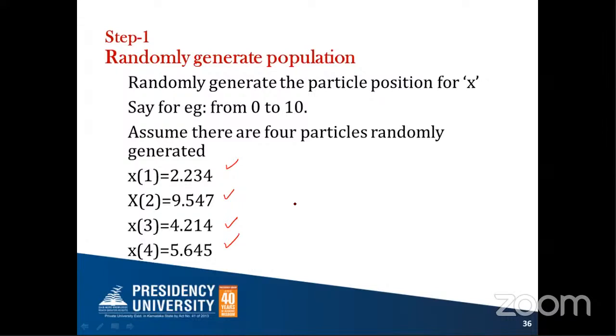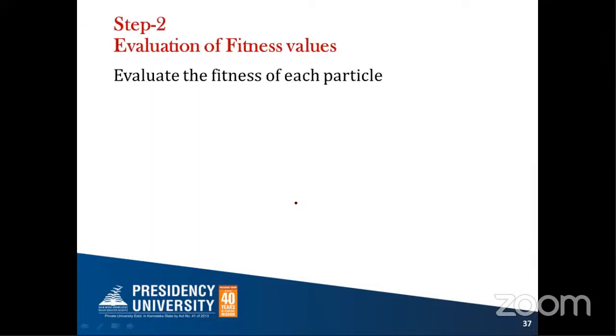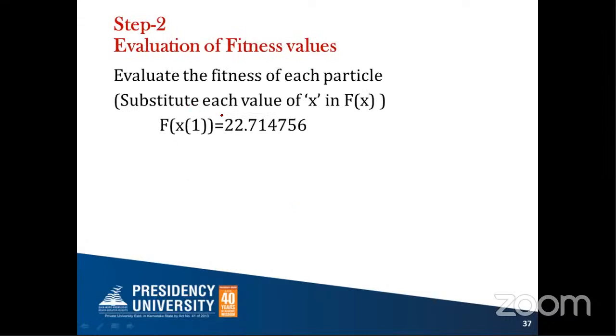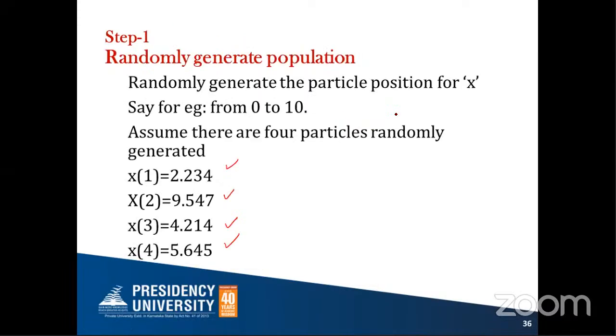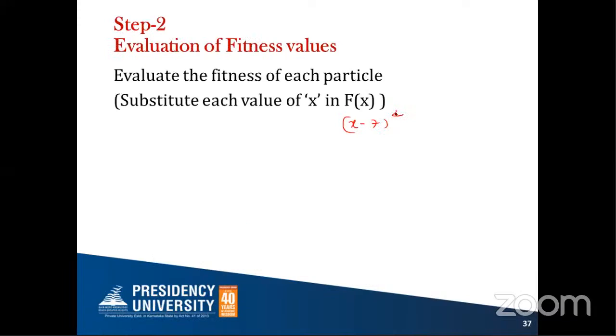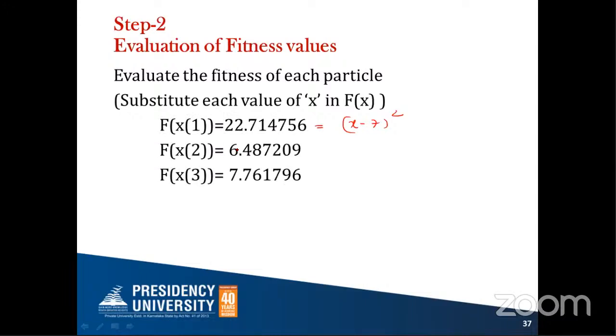So what is the first thing we have to do here? First, we have to substitute into the objective function. What is the objective function here? The objective function is (x - 7)^2. So substitute in (x - 7)^2 and then find the value. What is the value of x here? What is the first value? 2.234. So substitute x equal to 2.234 and you will find this value. Similarly the second value, similarly the third value, similarly the fourth value, like that.